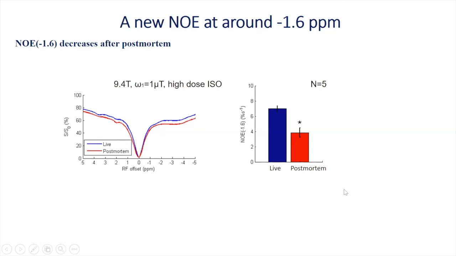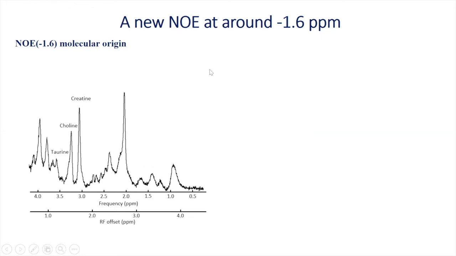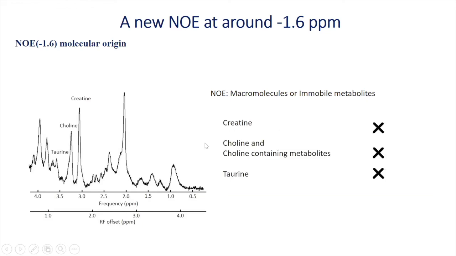So this variation of the NOE in pathology and disorder suggests that the contrast region may be interesting. So I performed a preliminary study on this region. So here's some MRS spectrum. We know that at minus 1.6 ppm, there could be contribution from taurine, choline, and creatine. But we know that NOE should be from macromolecular or immobile metabolites. But creatine, choline-containing metabolites, and taurine are in free state, so they cannot be the origin.